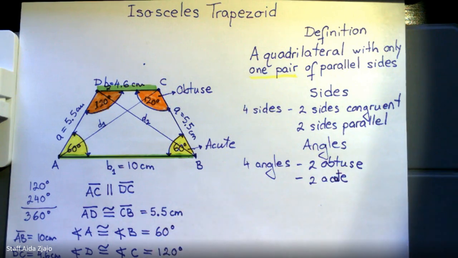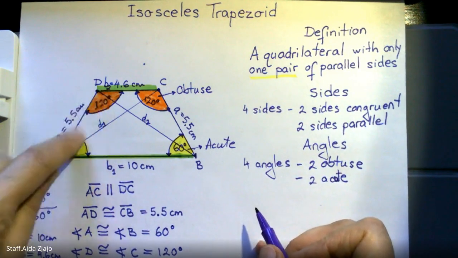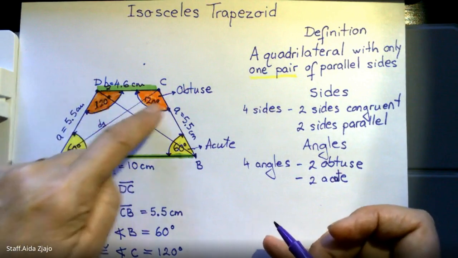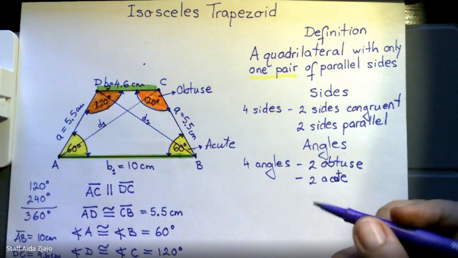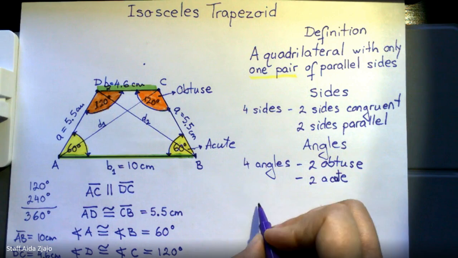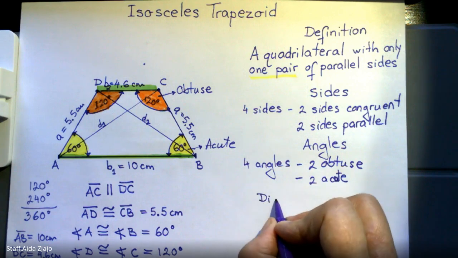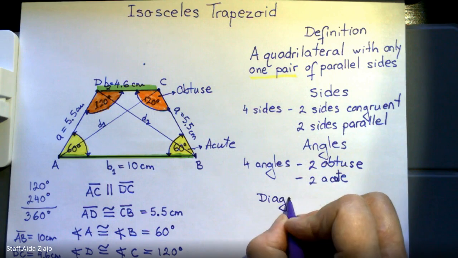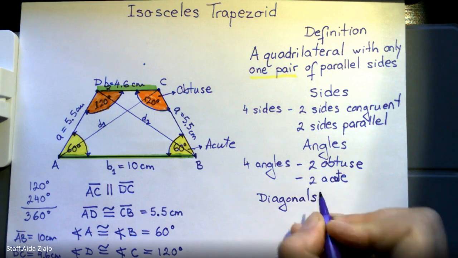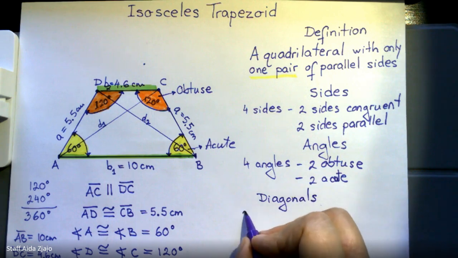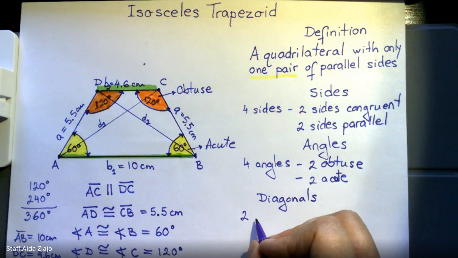We can say that two adjacent angles are supplementary, or two opposite are supplementary, if we wish to say that. About diagonals, they have two congruent diagonals.